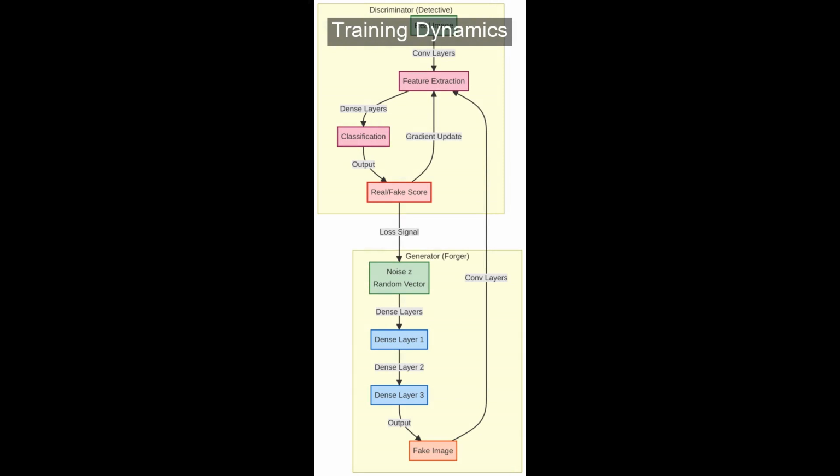Stable diffusion, the practical hybrid. Full diffusion on large images is computationally brutal. A 512 by 512 image has 262,144 pixels. Running 1,000 diffusion steps on this would require enormous computation. Stable diffusion's genius is doing diffusion in latent space instead.